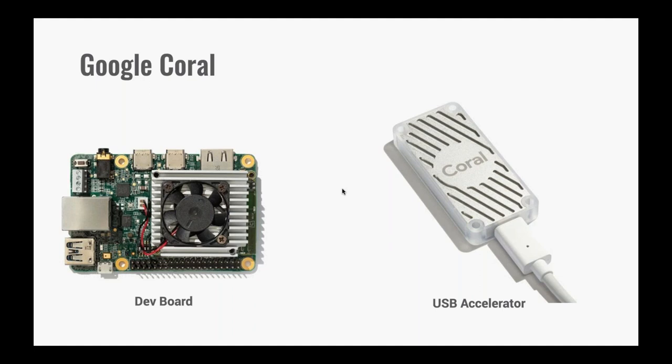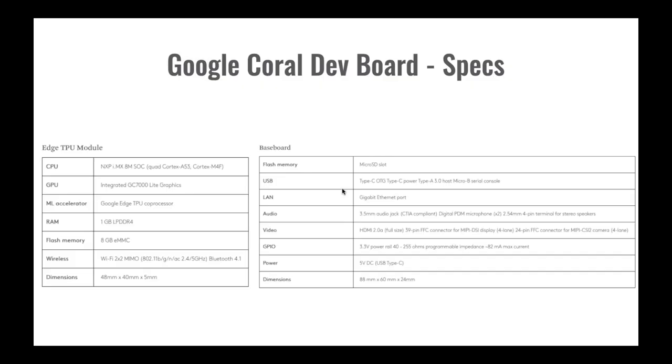So these are the specs that I copied from the Google Coral website. If this is not clear enough, you can always visit the Google Coral homepage and click on the dev board to look at the specs. Basically, it comes with an NXP CPU. It's a Cortex A53. It's a CPU that is powering most of the system on chip boards.